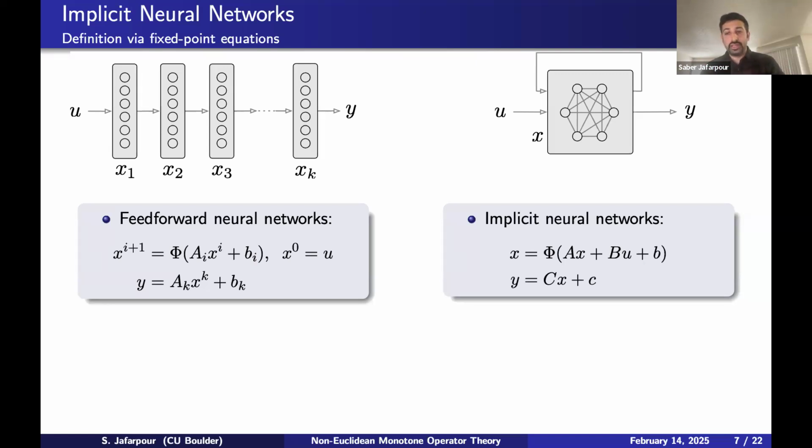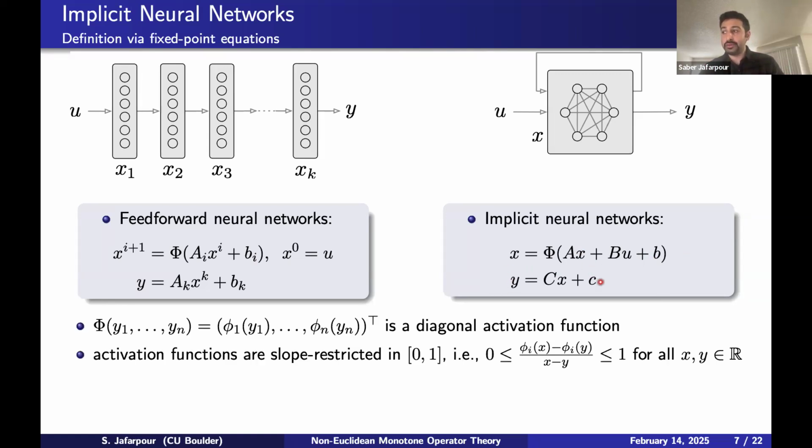However, for implicit neural networks, the story is a bit different. Their input and the hidden layer are defined in an implicit way through a fixed point equation like this. And then the output would be a linear combination of the hidden layer, right? So this class of neural networks is called implicit neural networks because they are defined using an implicit fixed point equation. And it has been shown that they contain feedforward neural nets, ResNets, and many other classes of architectures as a special case.